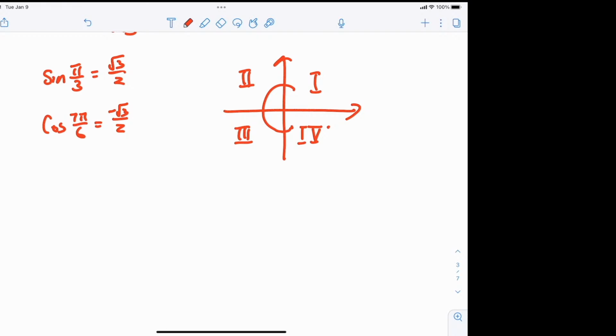Now, is it too easy or too hard? Too easy? All right, so let's turn it up a little bit. Let's go with tangent of negative pi over 3.